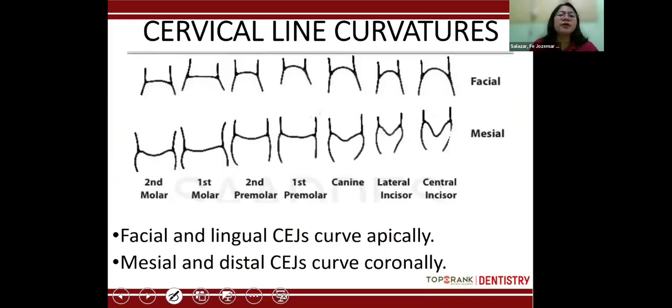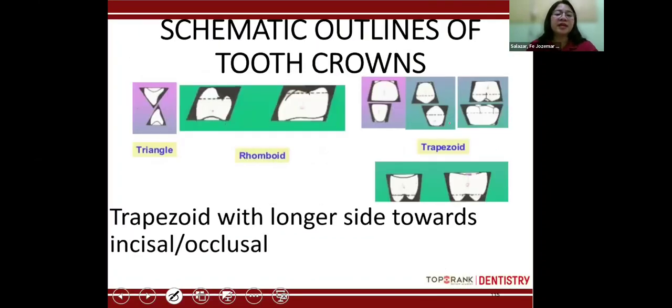Okay? So other rule, facial and lingual CEJs will curve apically. Yan, tingnan nyo, when you're looking at it from the facial or from the lingual, pareho lang, the curvature is towards the root, so apical. Okay. While if it's on the mesial or the distal, the curve is towards the crown. Okay, so mesial and distal CEJs curve coronally.